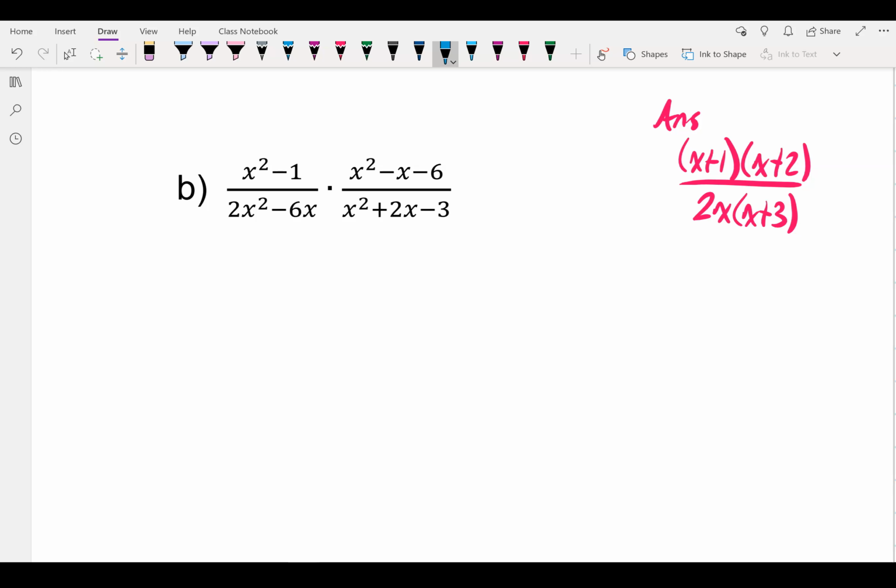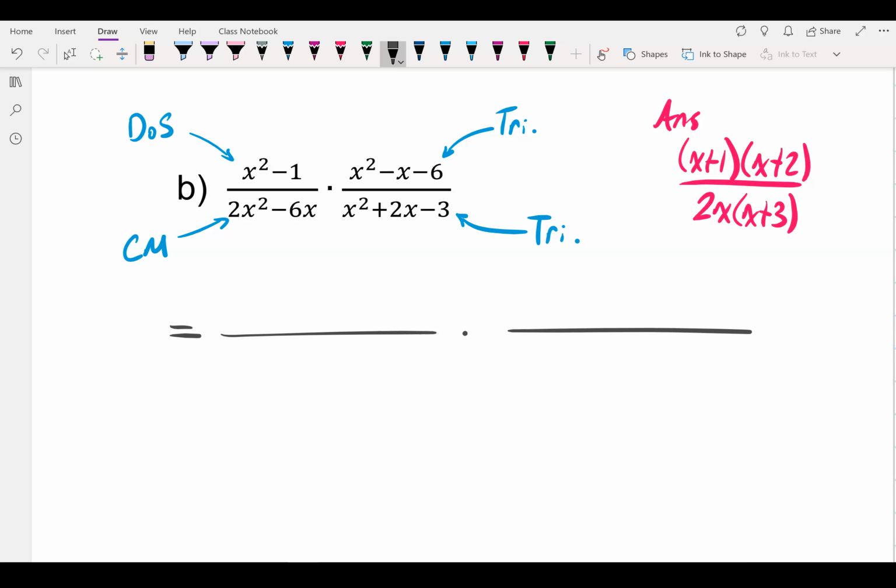First things first, I'm going to factor every single piece, every numerator, every denominator. This piece here is going to be difference of squares. This piece here, trinomial. This piece, common monomial. This piece, trinomial. Four different types of factoring in the same question. If you haven't been practicing your factoring, this is going to really strike you as something very difficult, but hopefully you have, and it won't be too difficult.